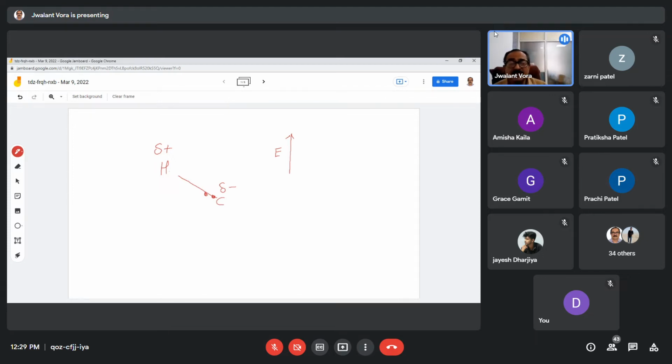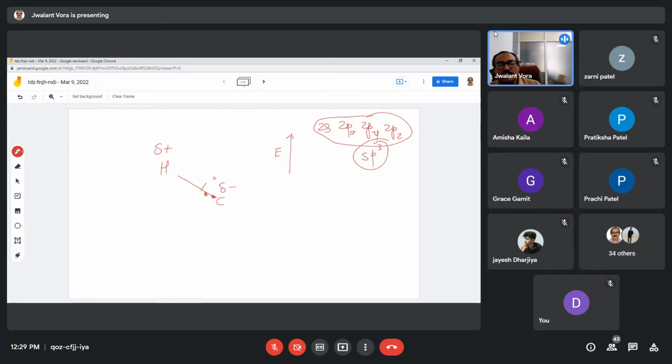And carbon atom is responsible for the sp3 hybridization. 2s orbital, 2px orbital, 2py orbital, and 2pz orbital of the carbon atom will make it sp3 hybrid orbitals.